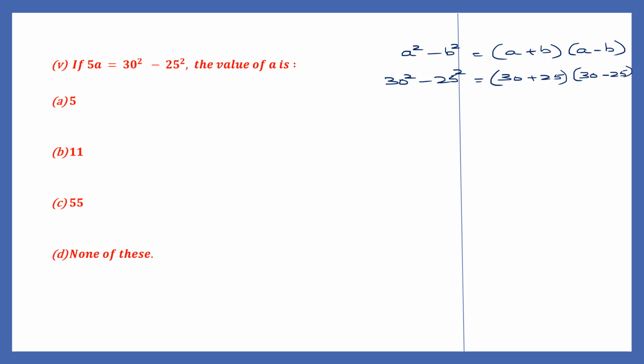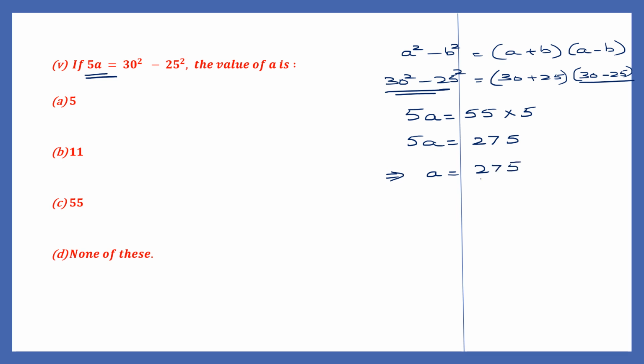So here we know that this is equal to 5A. So we're going to write 5A is equal to, now let's simplify this, 30 plus 25 is 55 into 30 minus 25 is 5. So 5A is equal to, when you multiply 55 by 5, you get 275. Now we can find the value of A. A is equal to 275 divided by 5, which is 55. So this is our answer, which is option C.